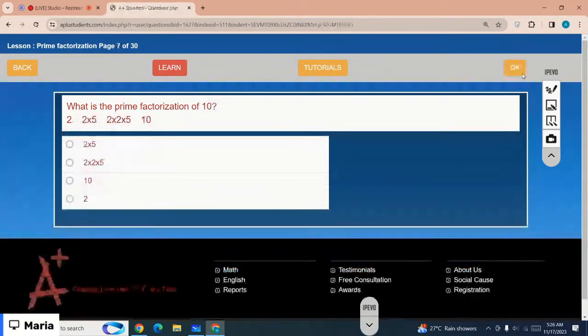Okay, what is the prime factorization of 10? Which is the correct option? Yes, that is 2 times 5. The prime factorization of 10 is 2 times 5.